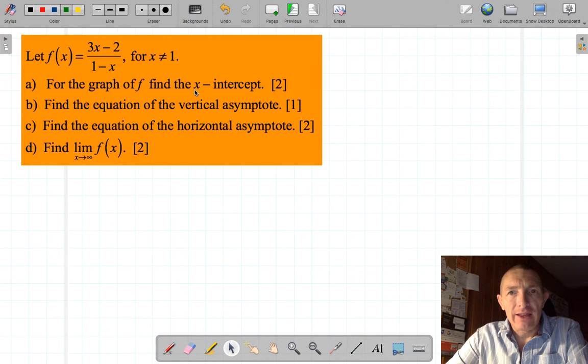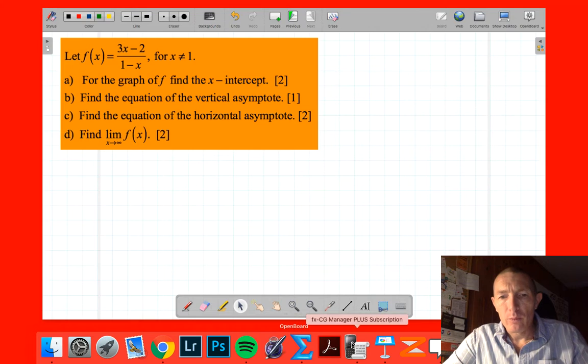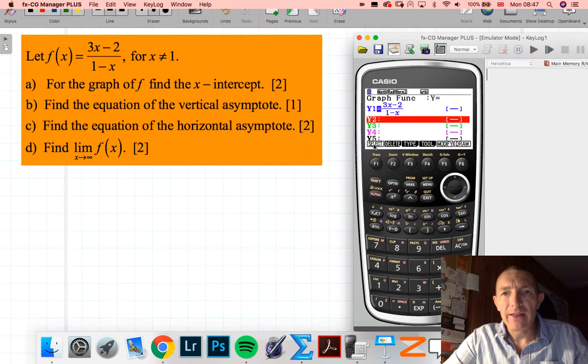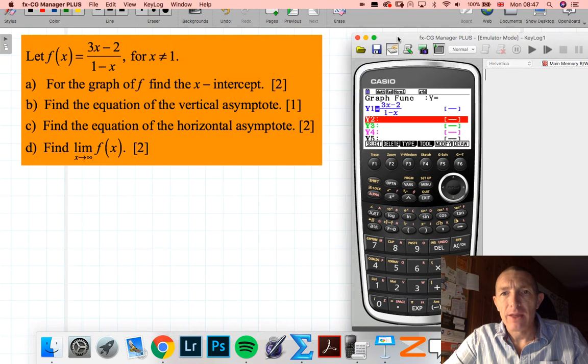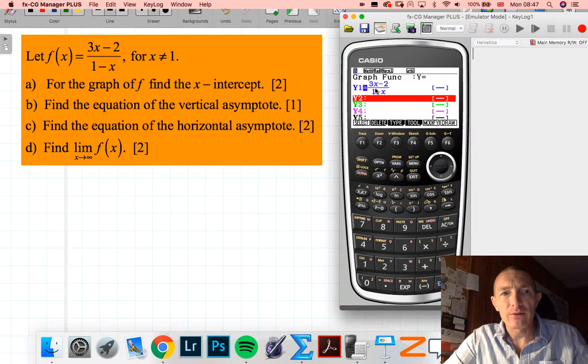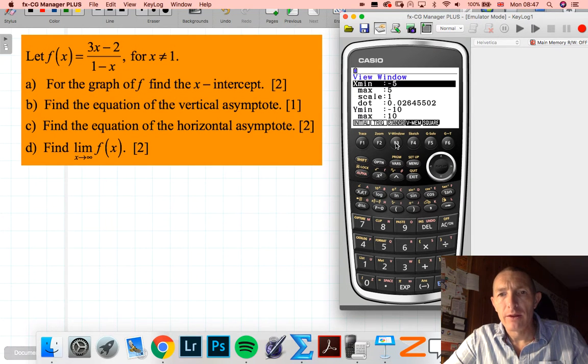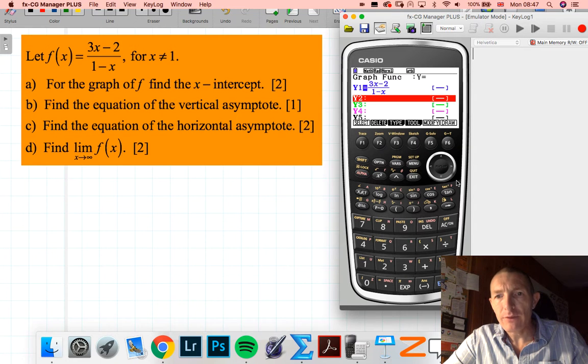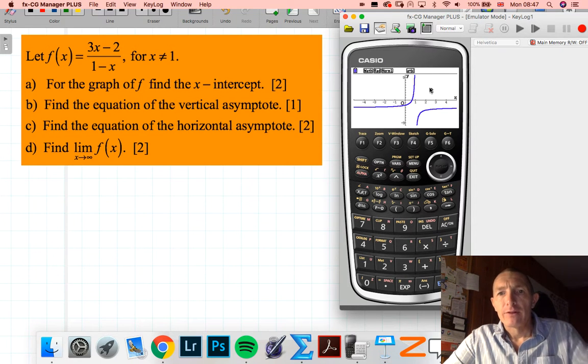Now, it's a calculator question, and whatever the question is going to ask, I'm going to get this into my calculator and have a good idea of what it looks like. So it's 3x minus 2 over 1 minus x. I've set my window up from minus 5 to 5, minus 10 to plus 10. Let's draw that. So I've got an idea of what the graph looks like, and I'm going to make a quick sketch in a minute on the page here.